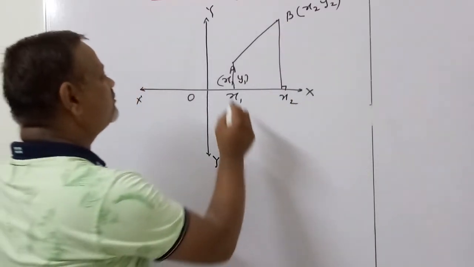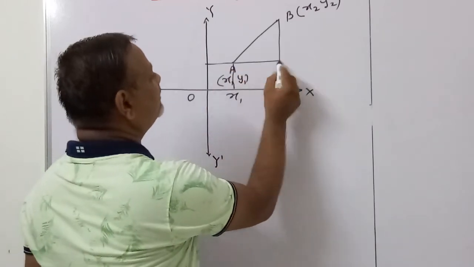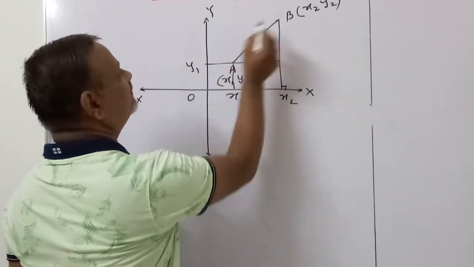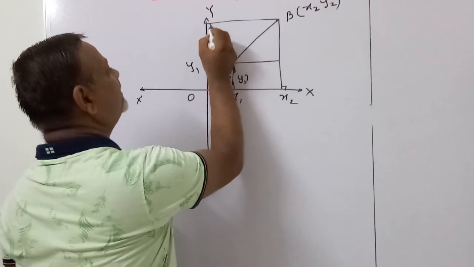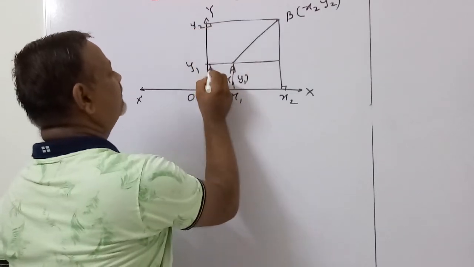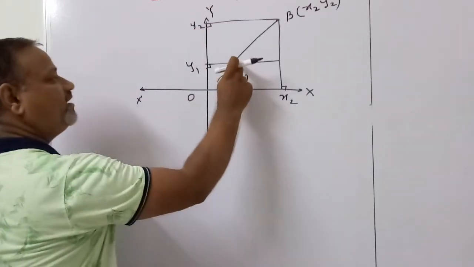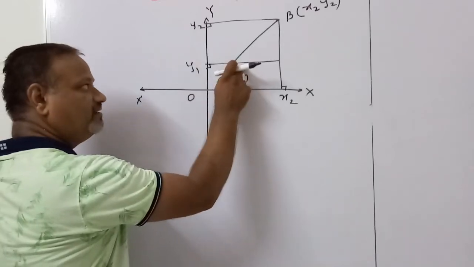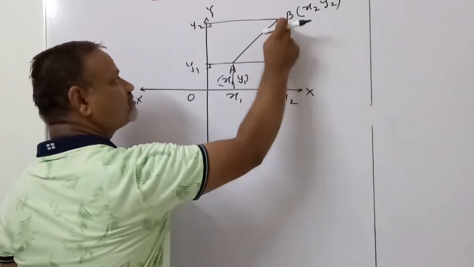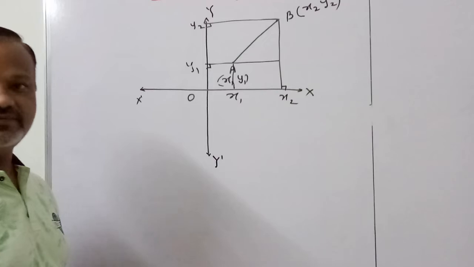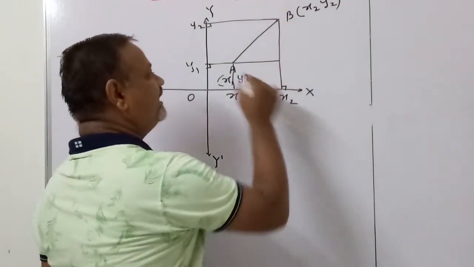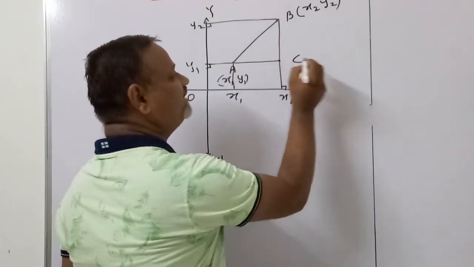Now what is the y coordinate of A? A का y coordinate बन गया यहाँ पे y1 और यहाँ पे B का y coordinate बन गया y2. Okay? So that's why the coordinate of A is x1, y1. Coordinate of B is x2, y2. Understood? Now here both the lines intersect at point C.